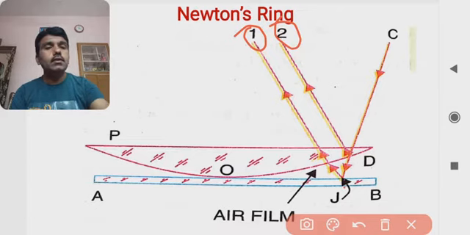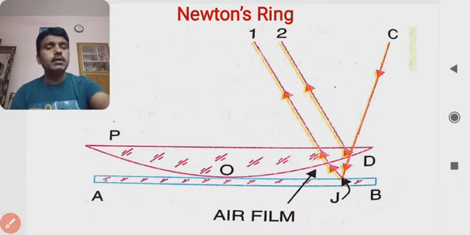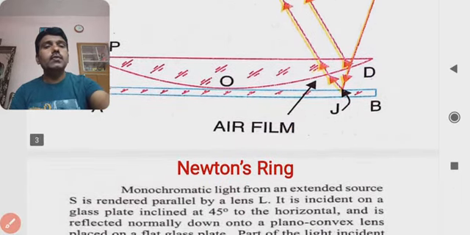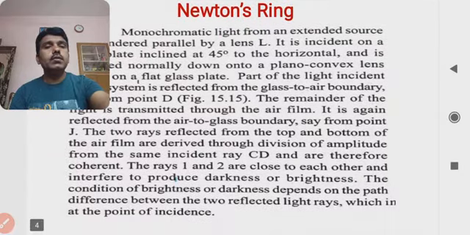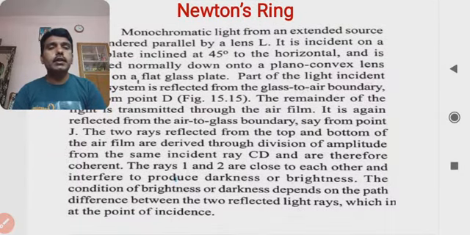Between the second and the first ray there will be a path difference, and that path difference creates this interference phenomenon. So this air film is a very important factor; it is very thin, but it is responsible for generating this interference phenomenon. As the monochromatic light is incident in this fashion, two reflected rays are produced, and dark and bright fringes are formed.